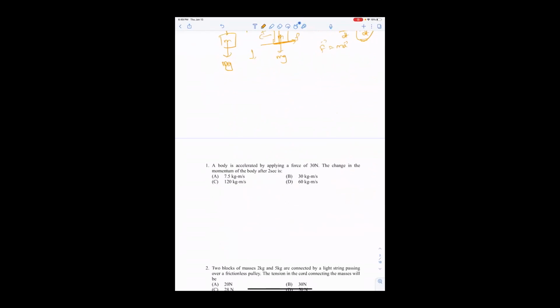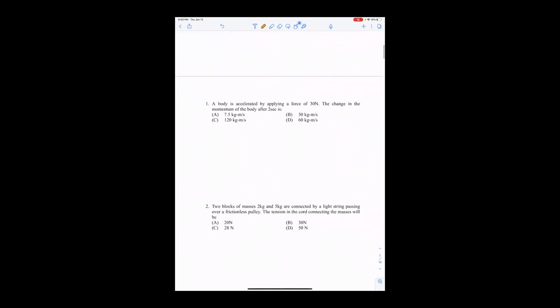So an easy one. A body is accelerated by applying a force of 30 newtons. Find the change in momentum of the body after 2 seconds. So there is a body, some random body. He didn't give any mass. He said there is a force F, which is 30 newtons. The change in momentum after 2 seconds. So only two things are given: time, 2 seconds, and force.